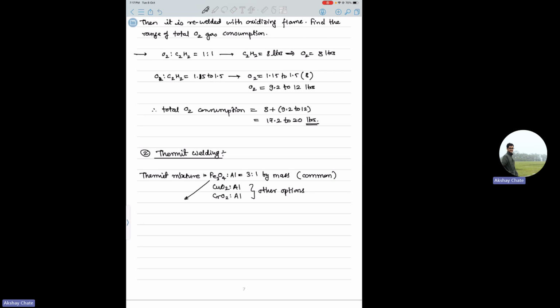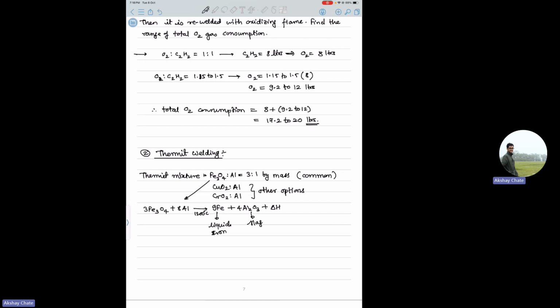And for this reaction you can do the stoichiometry balance. You'll get Fe3O4 plus 8Al, at around 1200 degrees Celsius, this reaction takes place. You'll get 9Fe plus 4Al2O3. So this is aluminium oxide, which acts as a slag, and it is an exothermic reaction. So this will be your liquid iron. This is your slag.